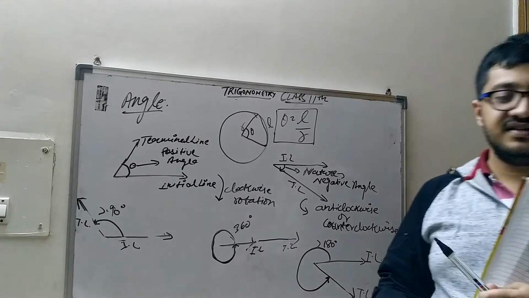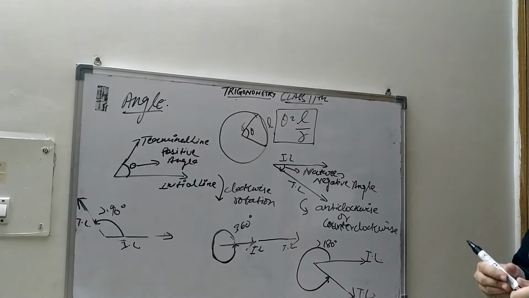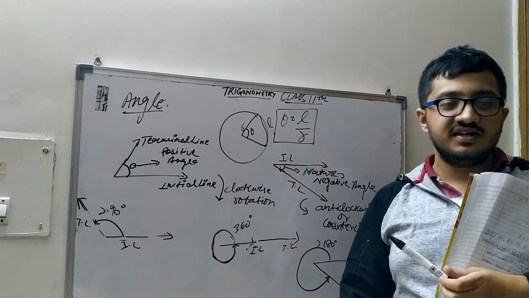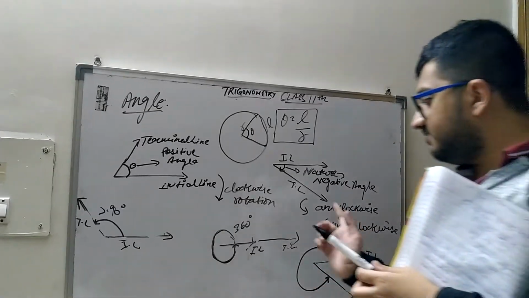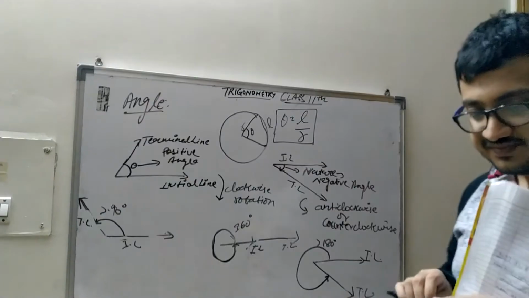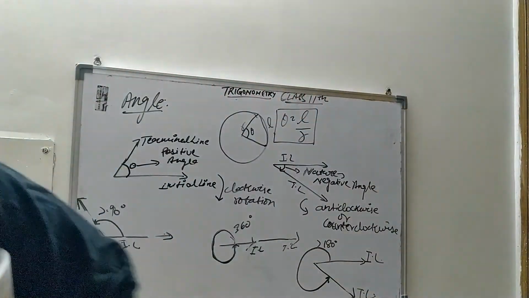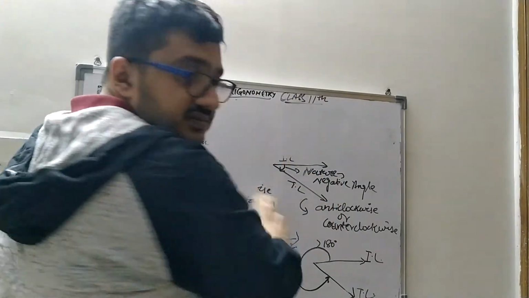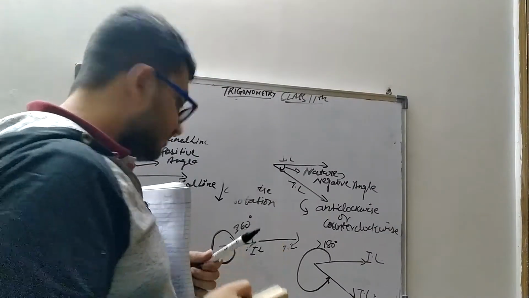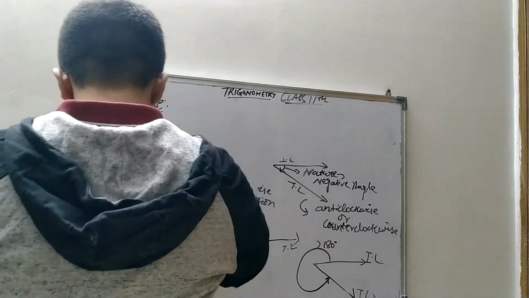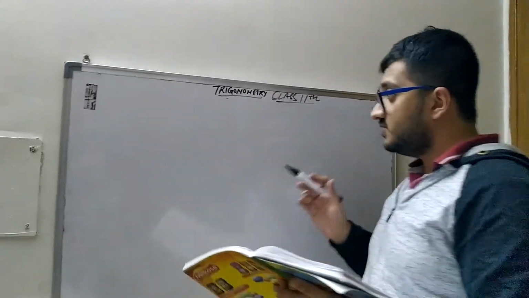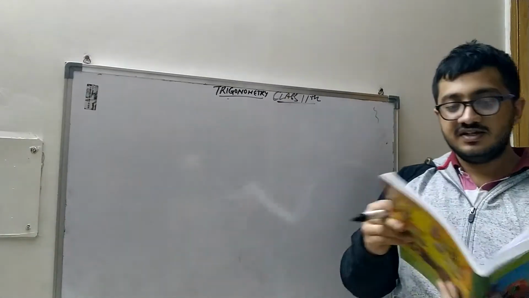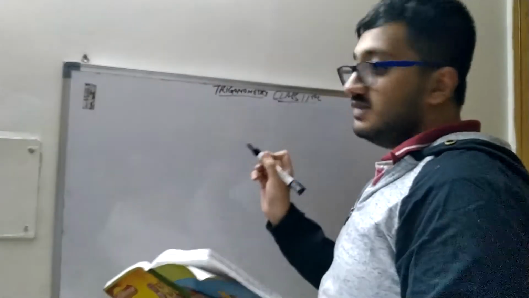Friends, this is what we have to study. This we have studied about how we make angles of different measurements. So friends, after completing my angle topic, we will study about degree measurement and radian measurement.